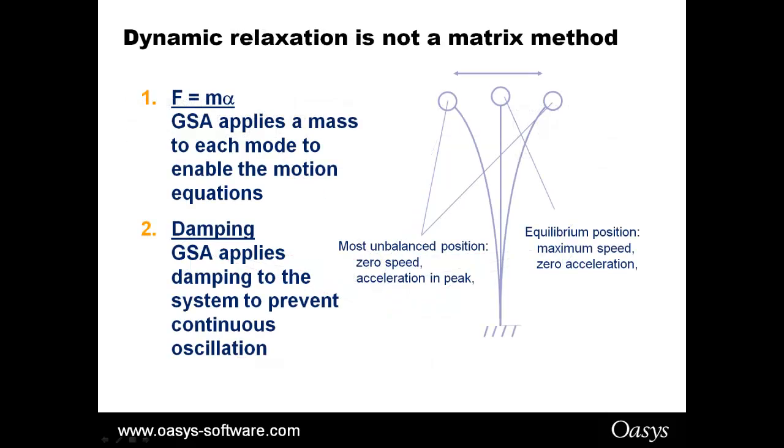Now, because this is a dynamic method, things are moving around, and to make the analysis converge, you have to include damping as well. There are a couple of damping methods. There's viscous damping, which is the default, but there's also kinematic damping, which tries to look for the equilibrium positions and jumps to those.